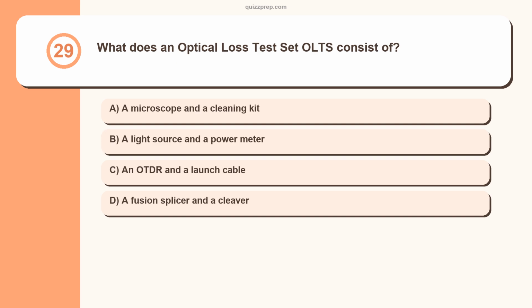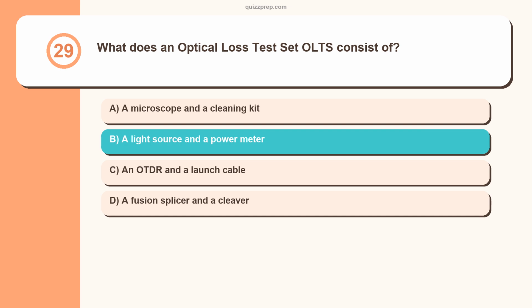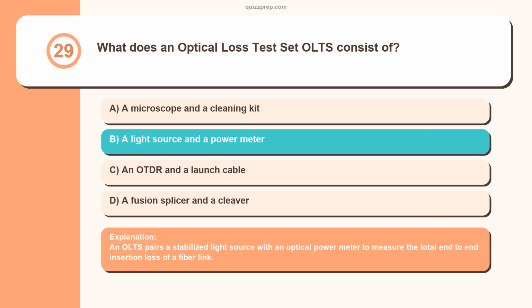Question 29. What does an optical loss test set, OLTS, consist of? A microscope and a cleaning kit, a light source and a power meter, an OTDR and a launch cable, a fusion splicer and a cleaver. An OLTS pairs a stabilized light source with an optical power meter to measure the total end-to-end insertion loss of a fiber link.